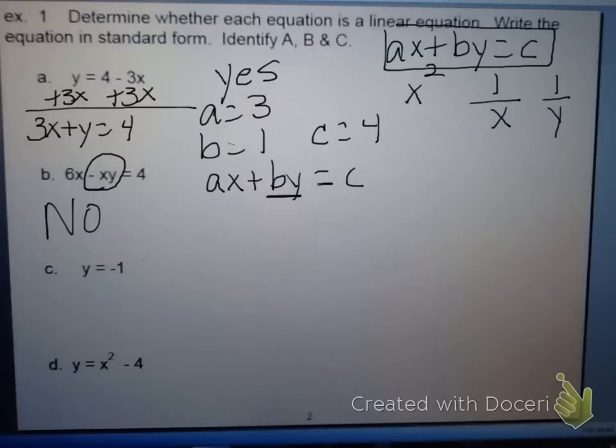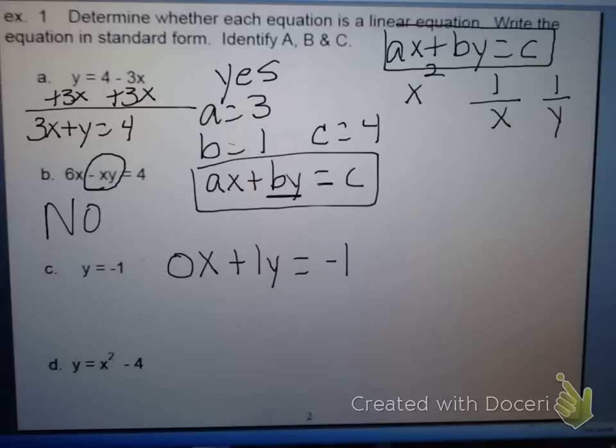Example C, y equals negative 1. Well, again, is it in this form? What's missing? The x. Could we say 0x plus 1y is equal to negative 1? Then it is in the form of ax plus by equals c, where a is 0, b is 1, and c is negative 1. So we were able to manipulate that equation to get it in the form of ax plus by equals c. Example D, y equals x squared minus 4. That is not a linear equation because of the x squared.